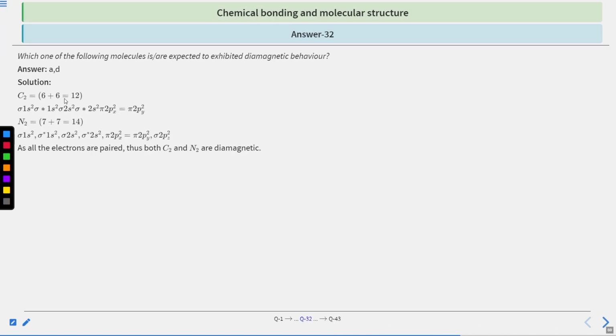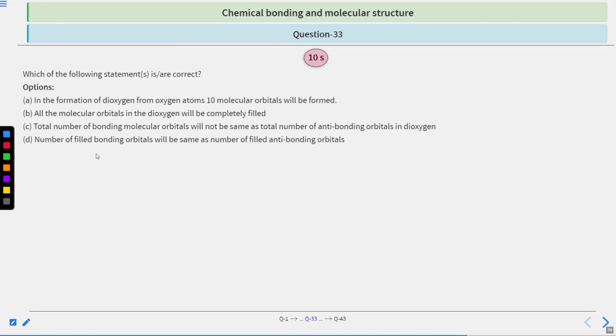Okay, so the correct answer will be A and D. So C2 has 12 electrons in it, and we can arrange the 12 electrons in the molecular orbital and write the orbital configuration in this way. And N2 has 14 electrons in it, and we can write the 14 electron orbital configuration in this manner. As all the electrons are paired in C2 and N2, you can see no unpaired electrons are present. Thus, both C2 and N2 are diamagnetic. Hence, option A and D both are correct.